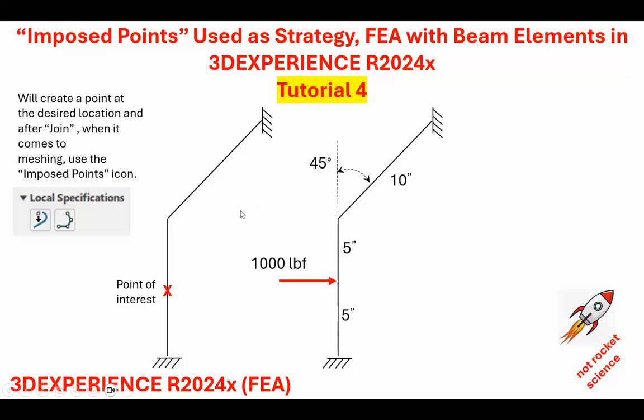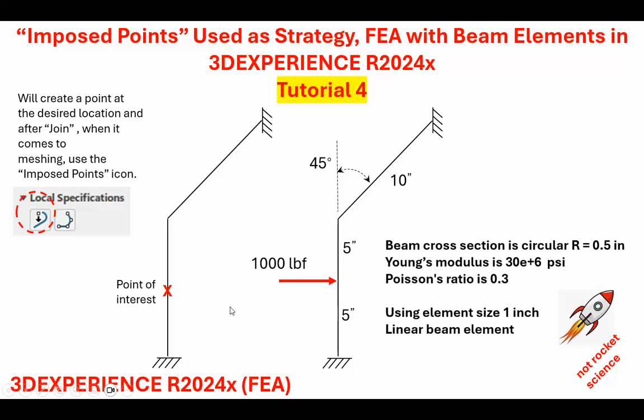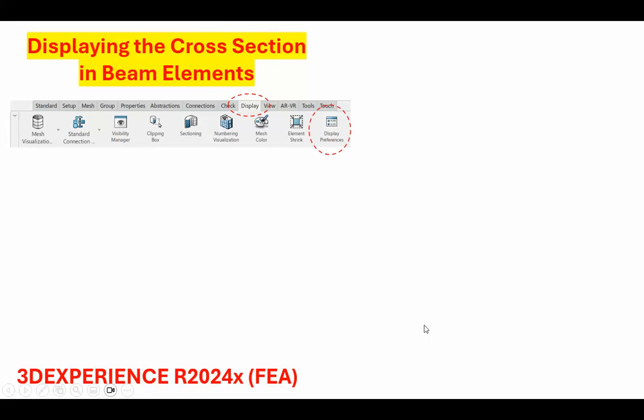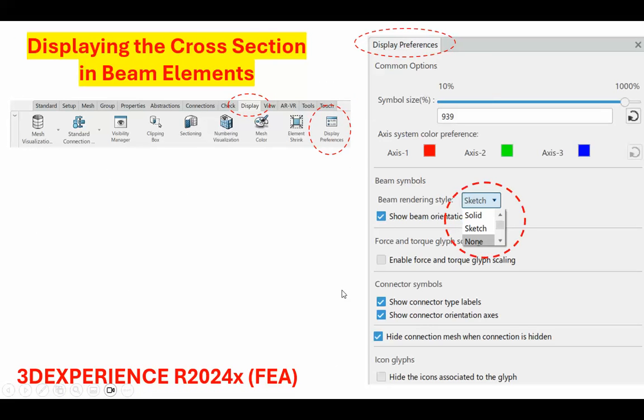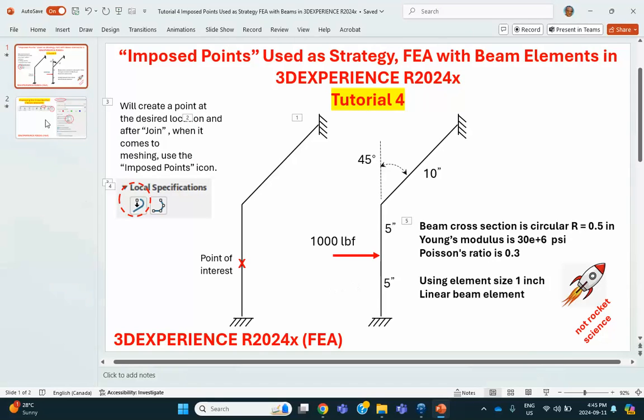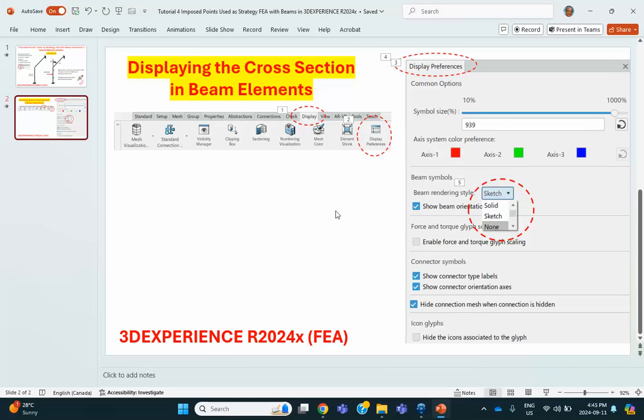The important point here is to show you how to include a point in your mesh so that you can actually put a load on. Okay. Now here's the material properties, and let's go make the model. Let me remind you how to display the cross section if you ever want to, and change the size of the different things when you're using beam elements. Okay, so let's go out here.